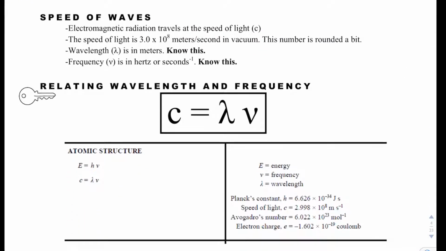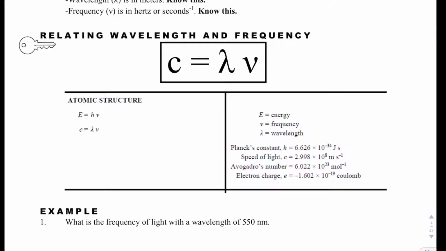Okay? Now, if we go to our speed of waves, we've already talked about that the speed of light is 3 times 10 to the 8th meters per second in a vacuum. And on your formula sheet, you have this formula, which says that the speed of light is a constant. And we know that the distance between waves is called the wavelength.